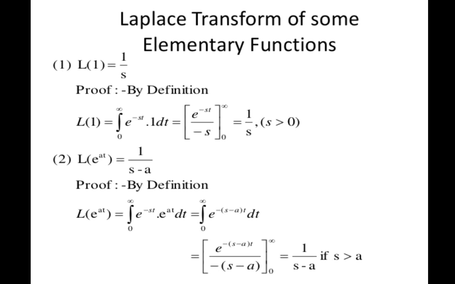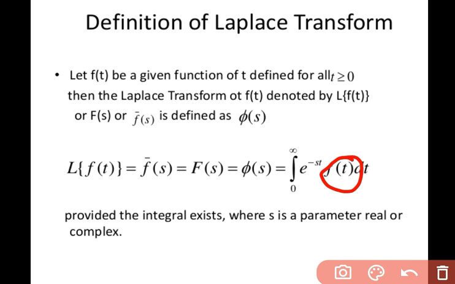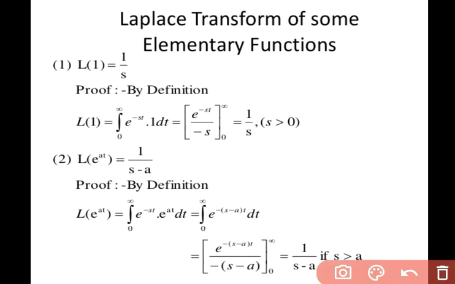Laplace transform of some elementary functions. So the Laplace transform of 1 is equal to 1 upon s. Proof: by definition we can write L{1} equal to the integral from 0 to infinity of e to the power minus st into f(t). Here f(t) is 1, and after integrating we get e to the power minus st upon s with limits 0 to infinity. So finally we get 1 upon s, where s is greater than 0.